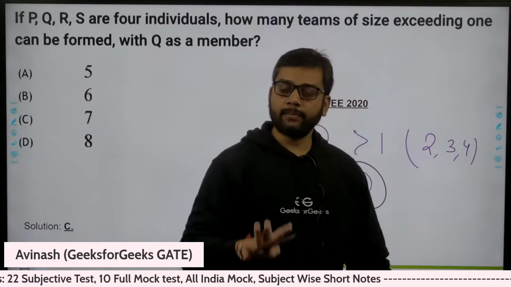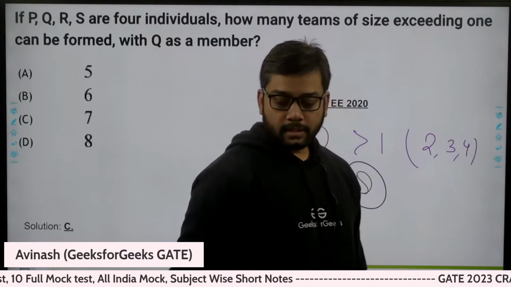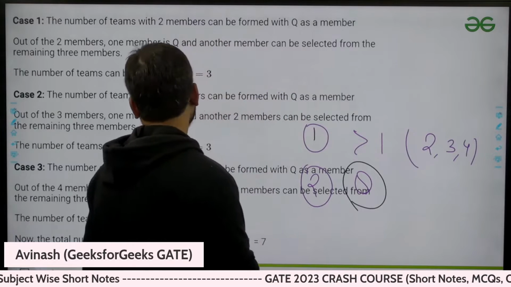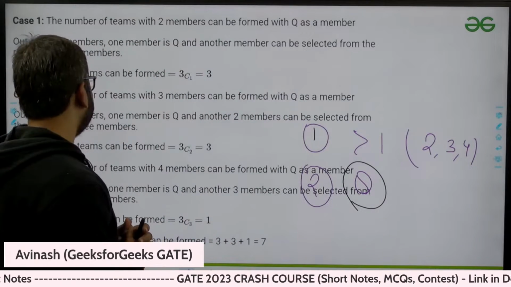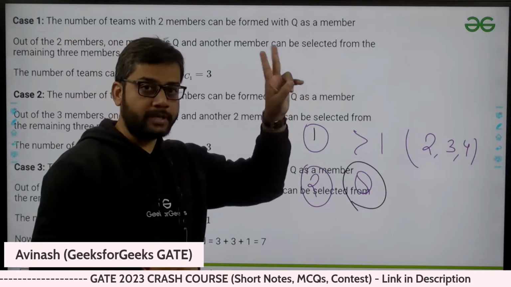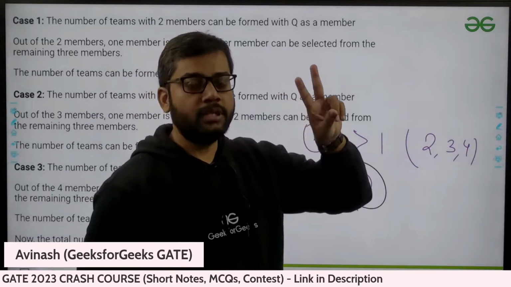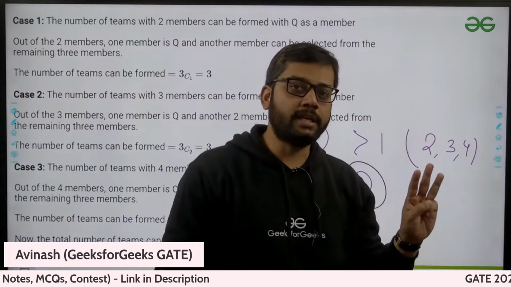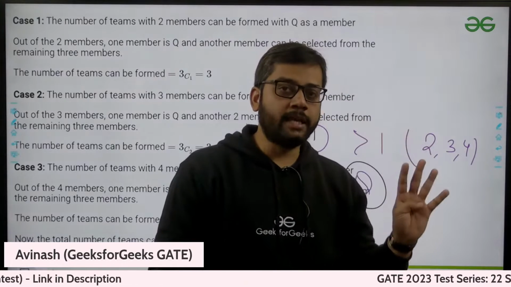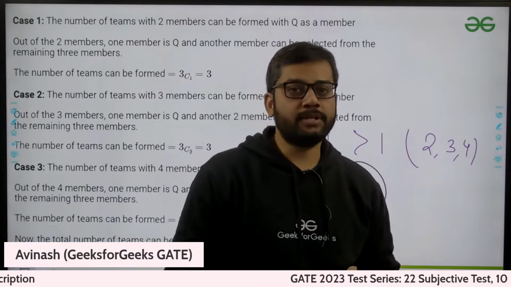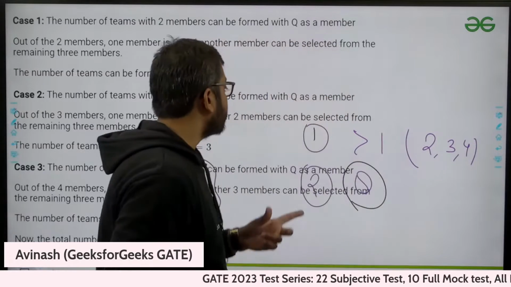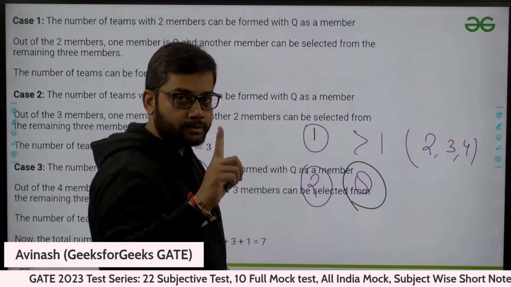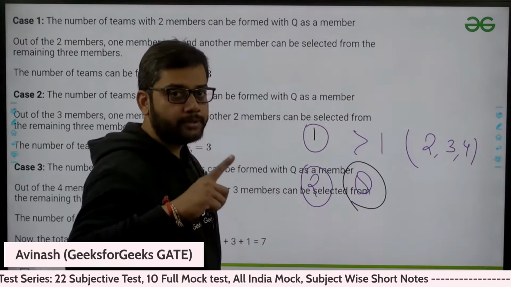Okay, total people are what? 4. Now, say this question. If we can form a 2-member team, so what we will do, we will check once we are forming 2, once we are forming 3, and once we are forming 4, how many possibilities are there. So once we have 2 persons, 1 is Q, 1 is confirmed because in every team Q should be there.